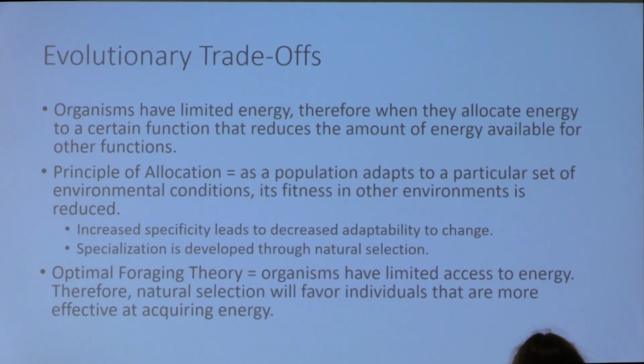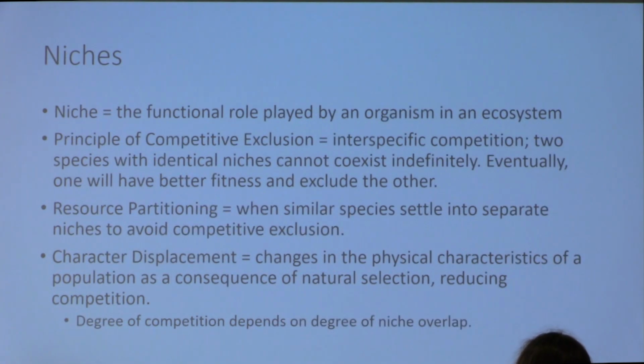Specialization is developed through natural selection and through this idea that energy is limited, and so specialization is going to help you become the most effective at acquiring and using energy given your particular set of environmental conditions. And that's what optimal foraging theory is. Because organisms have limited access to energy, natural selection is going to favor individuals who are more efficient at obtaining and using energy to reproduce. So, how does that apply to niches?